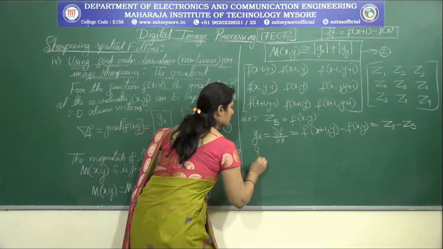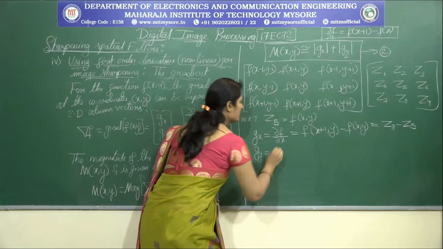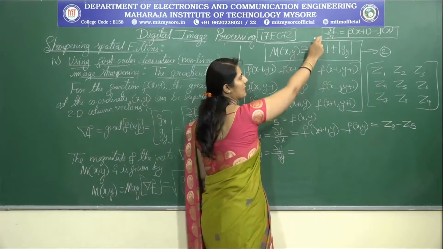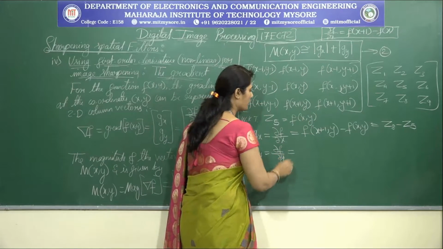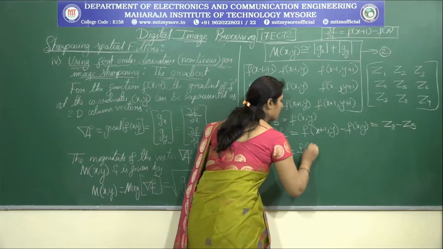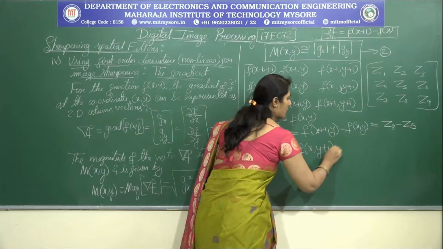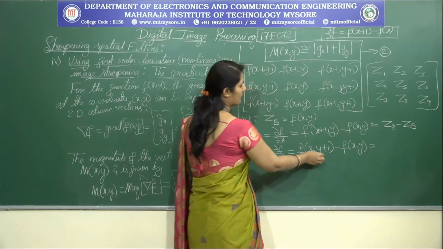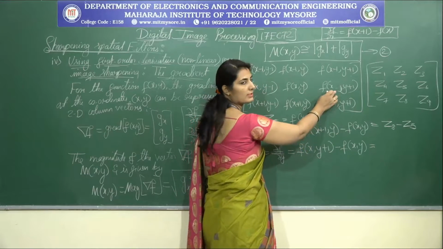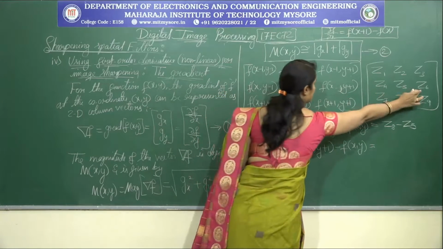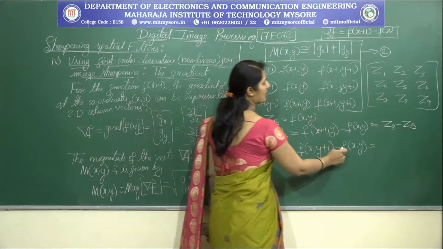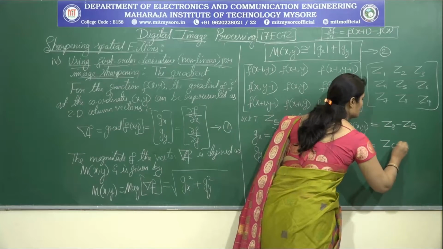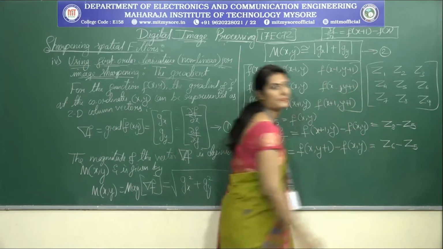Now find the gradient of y, that is dou f by dou y. Apply the same first order derivative equation for f of x comma y. This results in f of x comma y plus 1 minus f of x comma y. So what is f of x comma y plus 1 here? This is equal to z6. So z6 minus f of x comma y, which is z5. So this is equal to z6 minus z5, right?